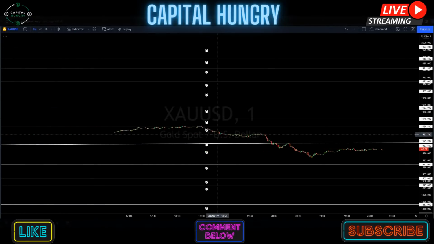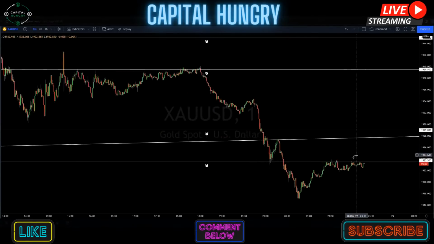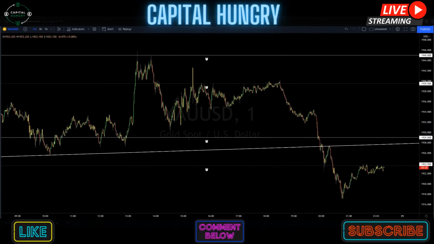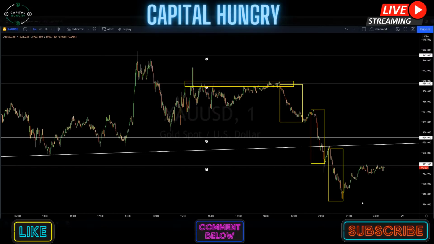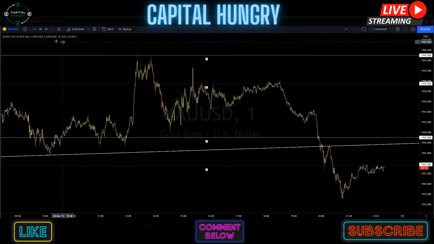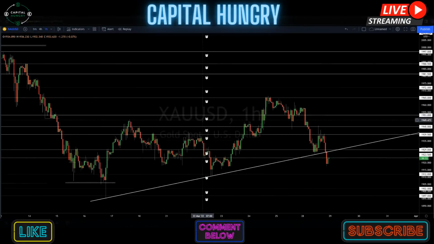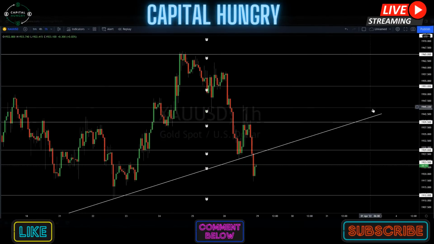So when you're looking at roughly 1939 here, you can see that a lot of sell orders were collected in this area, and from there we've had very strong bearish price action, right? Looking like the buyers are starting to get faded out as we're coming towards the end of this quarterly period here.